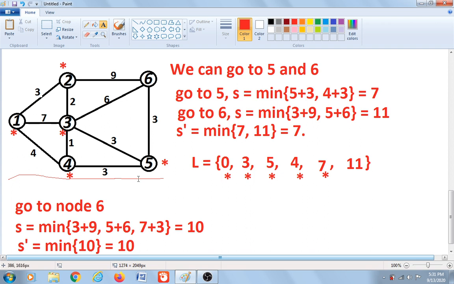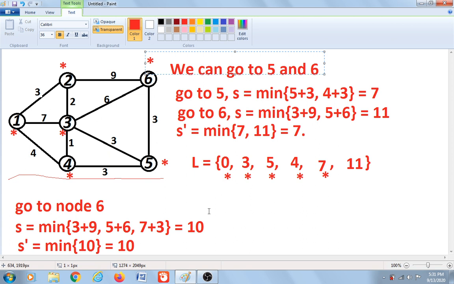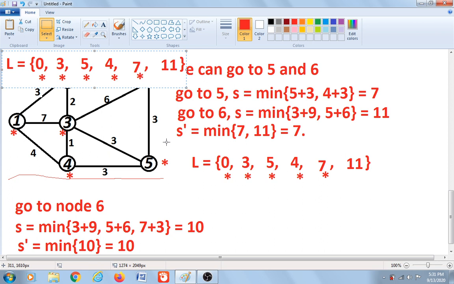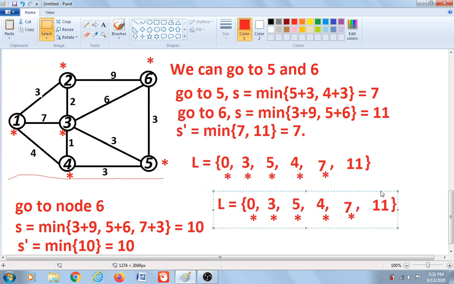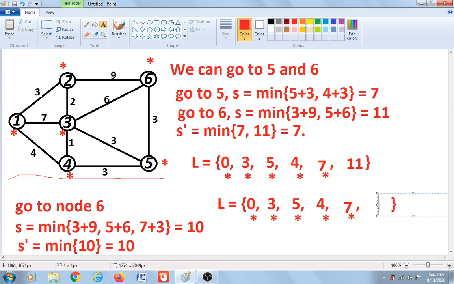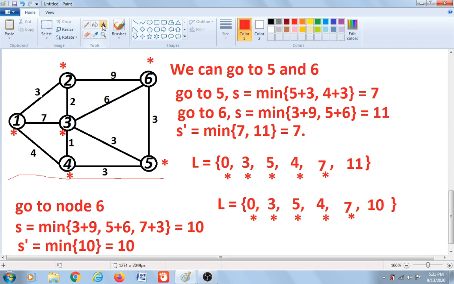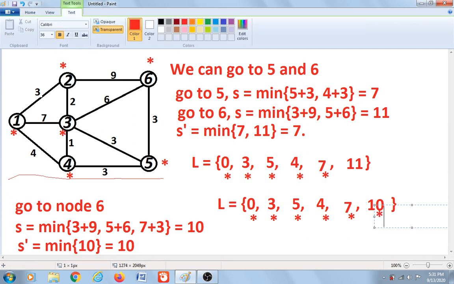So we go to node 6. Node number 6 we label as a permanent node. But going to node 6, it is 10 right now, but here it is 11, so you need to update your total distance, or the L. So here we should have 10, and we label that as permanent.